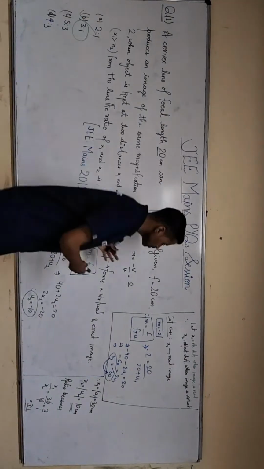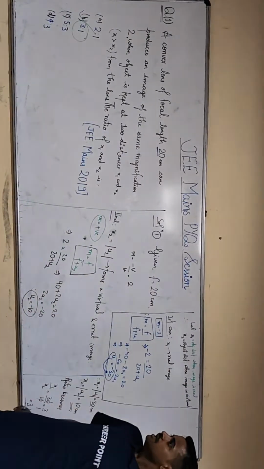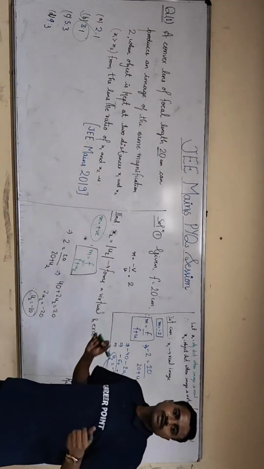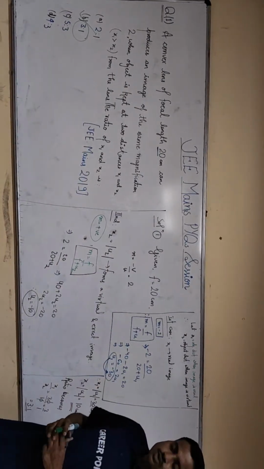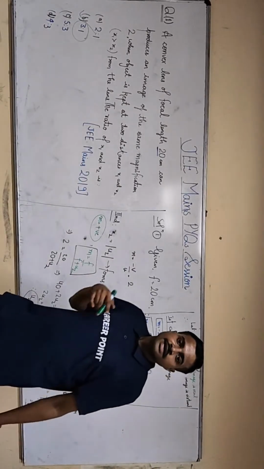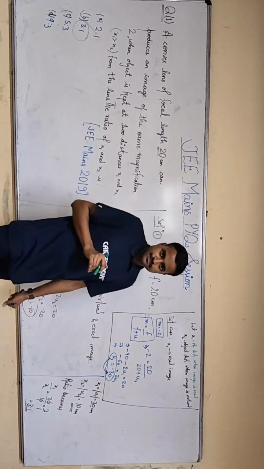So this is your entire solution of this question. I hope it is clear to you. The question is not very tough; it is a moderate type question. Before solving it, you have to remember that a convex lens always produces both virtual and real images.